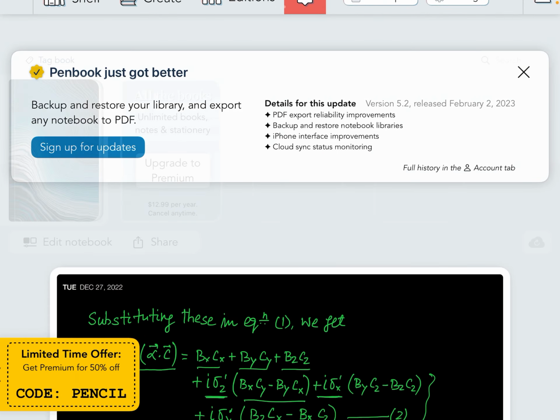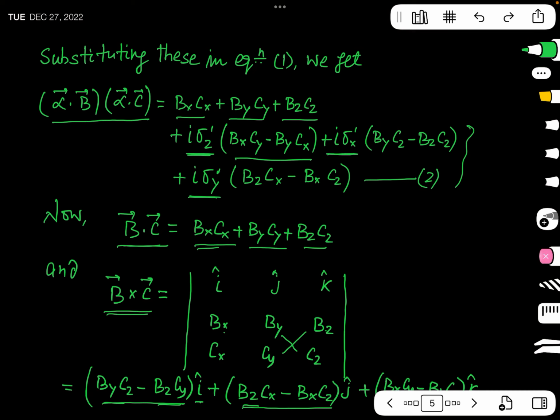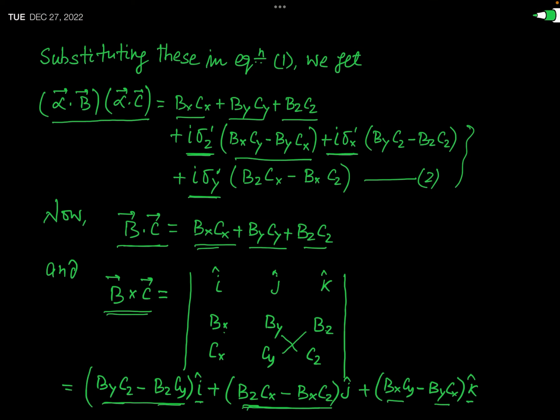The page has been turned, but this will be okay, don't be worried. So let us see. Okay, so I have found the vector product of this much.